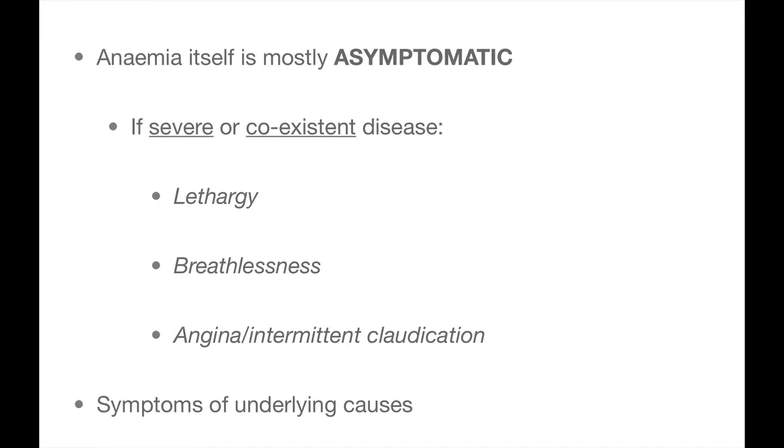What about the clinical features of anemia in general? Now, first thing worth saying here is that this is just in general. Anemia itself is mostly asymptomatic, but if there is severe or coexistent disease, often coexistent cardiac or pulmonary disease, symptoms can be quite severe. These include lethargy, breathlessness, and precipitation of any underlying conditions, such as ischemic heart disease causing angina, peripheral vascular disease causing intermittent claudication. There also may be symptoms of one of the underlying causes of anemia, such as malignancy.